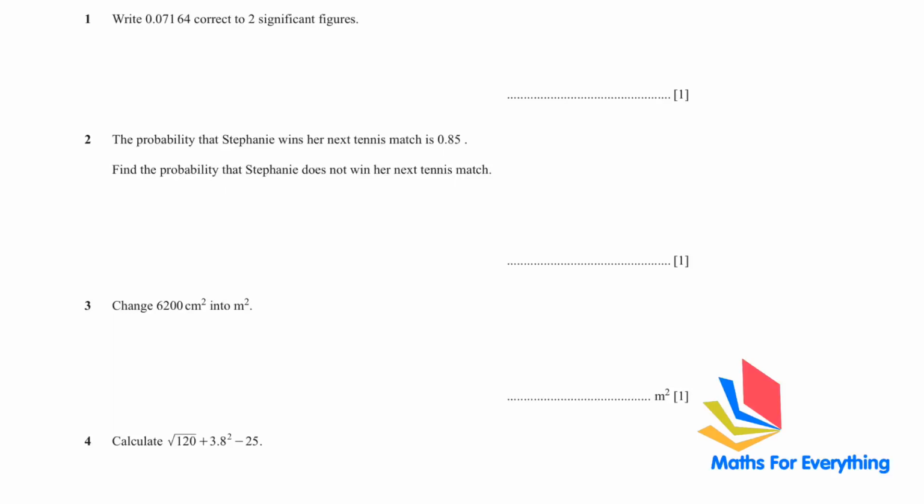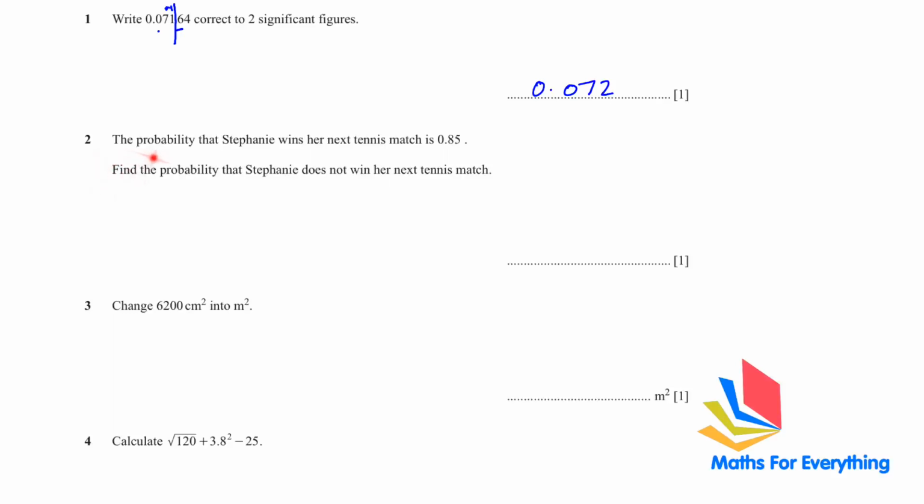So two significant figures, we do not count the zero here after the decimal. If you have a zero, you don't count that. So two significant figures is still 1. Look at the number after 1. If it is 5 or more, you need to add 1 to the number before. So you will have the answer as 0.072.